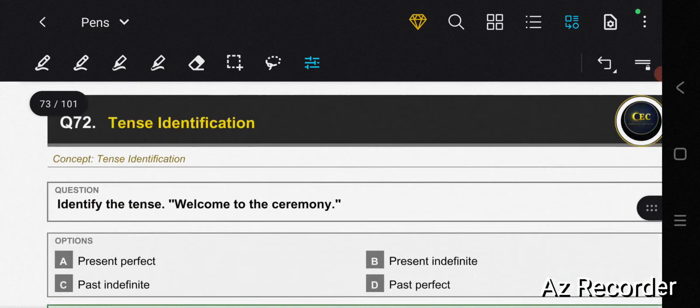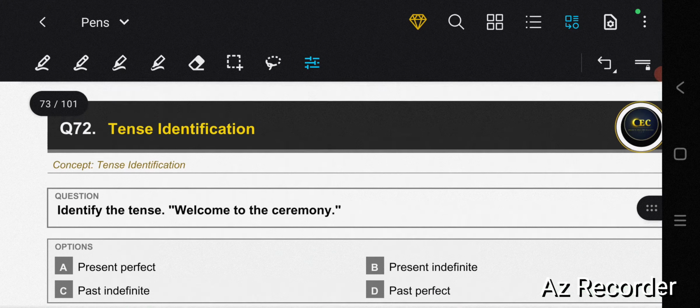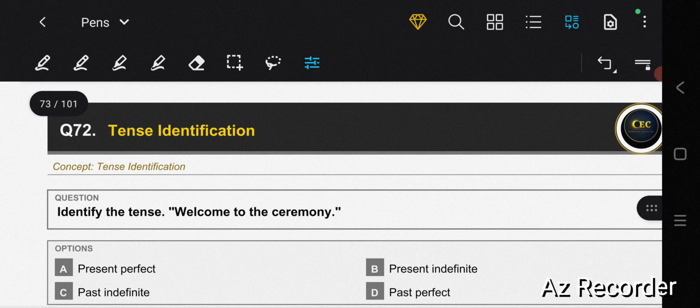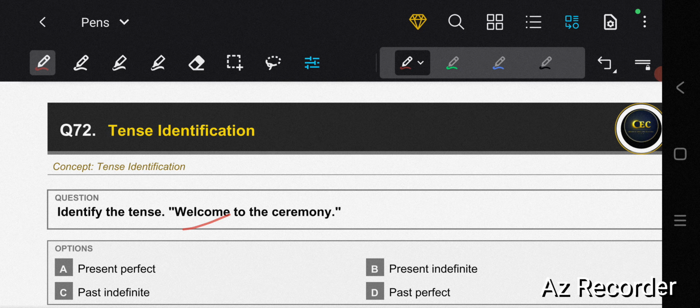Now the next question, 72. Tense identification. Welcome to the ceremony. So welcome. Here is the present form of the verb, and so there is no V3 form, present perfect will be incorrect. And past indefinite, there is no V2, and past perfect, there is no had, there is no V3. So there is only present formation, there is the welcome. So option B would be the appropriate option for the question.